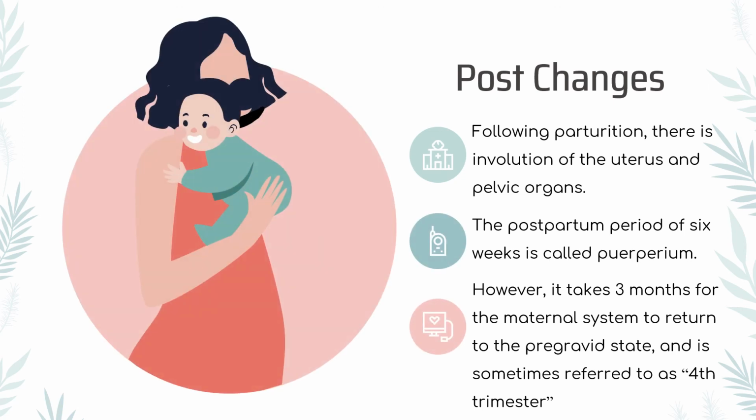Let us see the changes following the parturition. After parturition, there is involution of the uterus and the pelvic organs. The postpartum period of about 6 weeks is called the puerperium. It takes 3 months for the maternal system to return to the pre-gravid state, and this is sometimes called the fourth trimester.